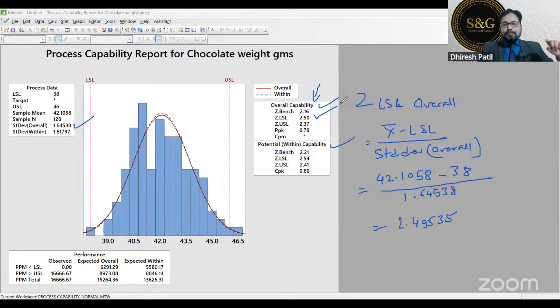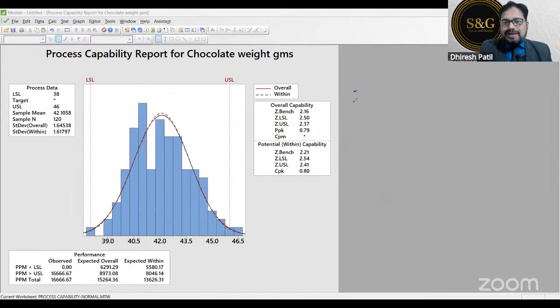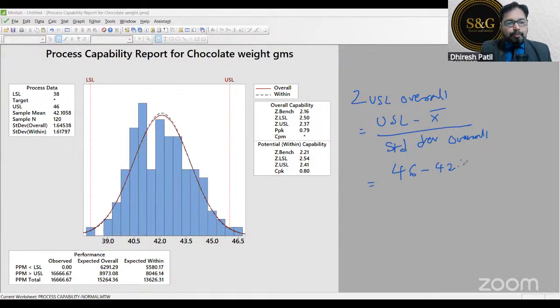If this is clear, then similarly just calculate ZUSL overall. Let me remove this and go to ZUSL overall. The same formula I have already given you: USL minus X bar divided by standard deviation overall. USL is 46 minus X bar, 42.1058, divided by the same 1.64538. Can you calculate it and give me the answer, please? 2.3667, is it? Super.